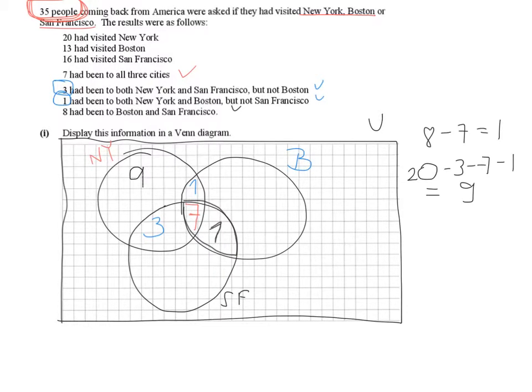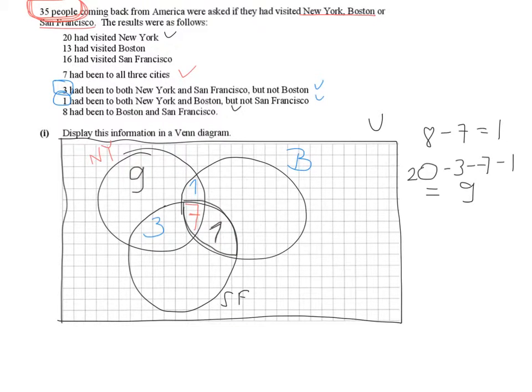And we put 9 straight here. So 9 visited only New York, but if we add all these numbers, 9 and 1 is 10, 7 and 2 is 20. So 20 people visited New York, okay? So this part is done.